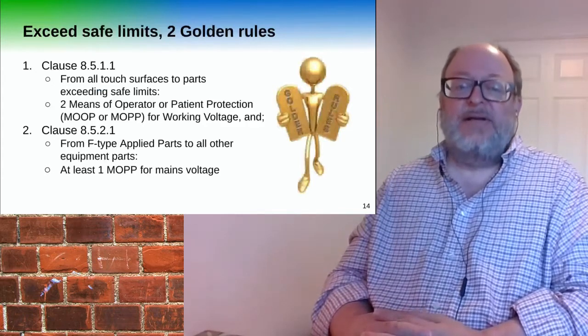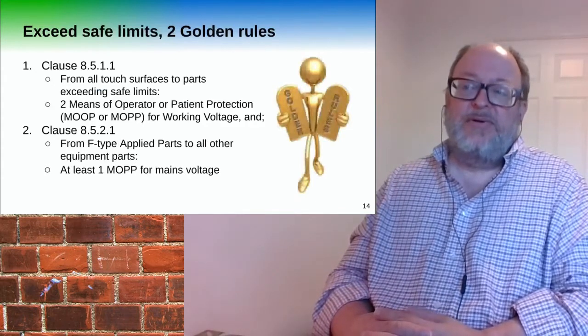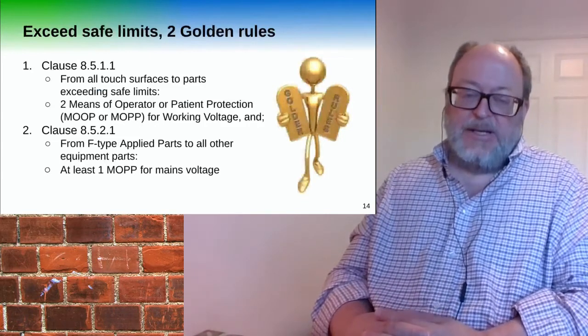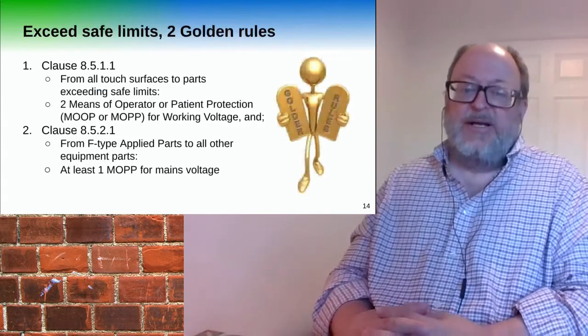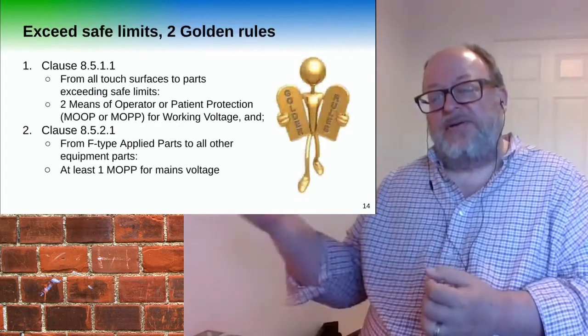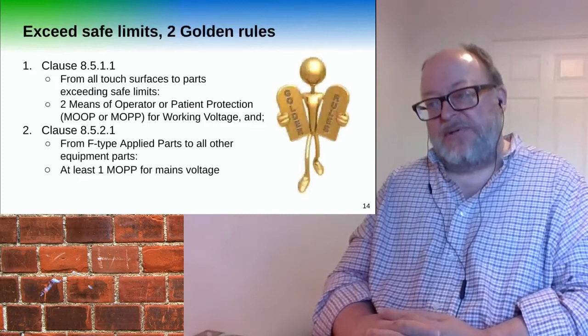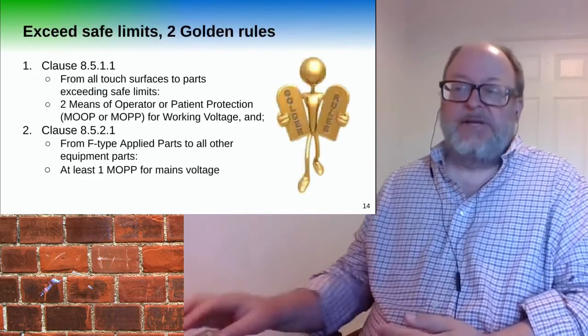And the second golden rule only applies if we have an F-type applied part. It's 8.5.2.1. From that F-type applied part to all other equipment parts, we need at least one means for patient protection, one MOPP for the mains voltage.